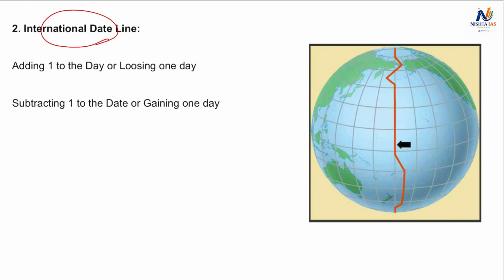And then the international date line. Friends, we know that we have the prime meridian which passes through Greenwich city, and then we have the international date line that is opposite to the prime meridian. And here we have the concept of losing and gaining the day.